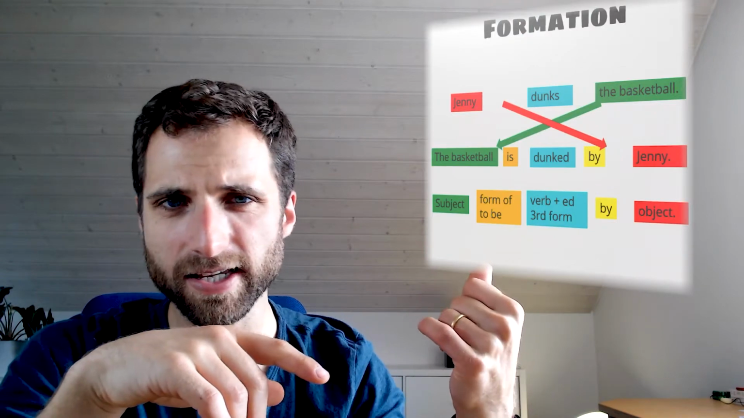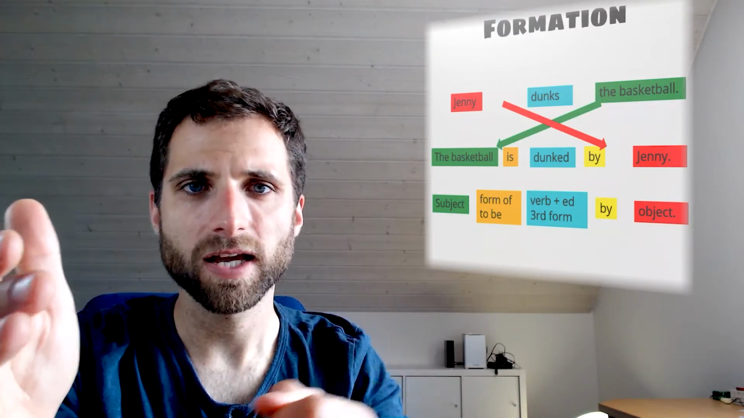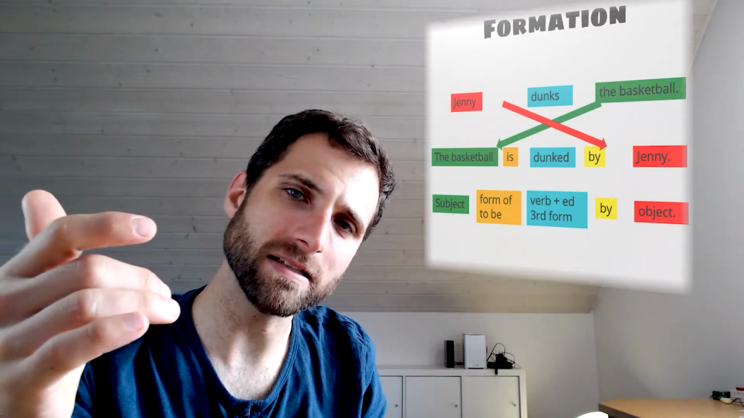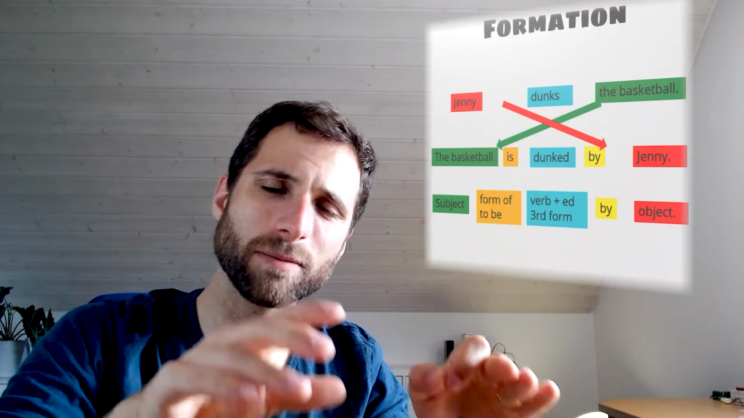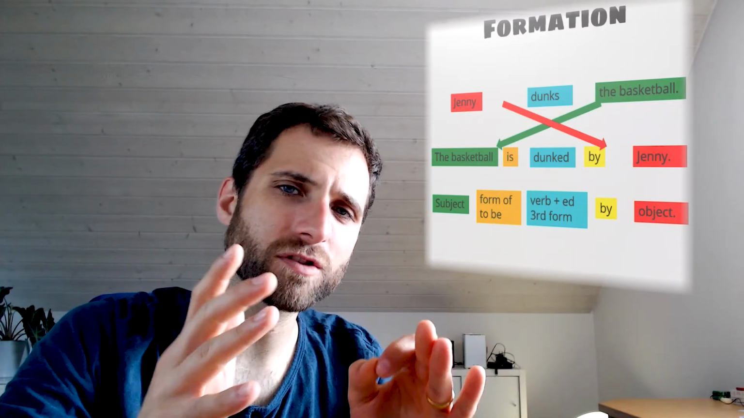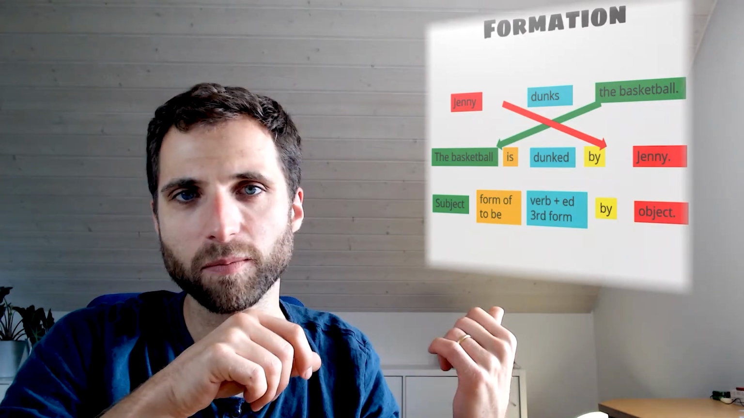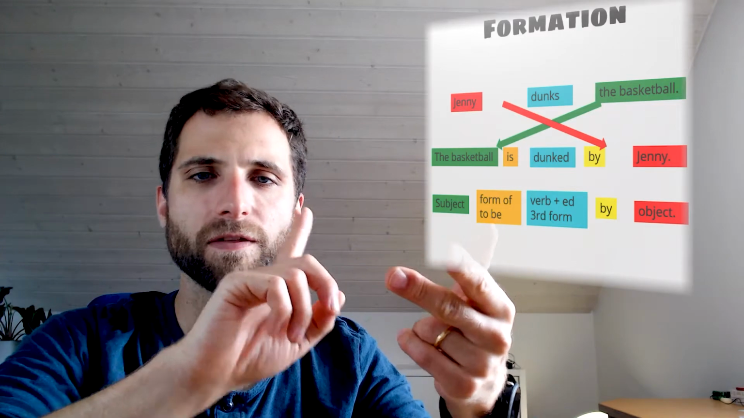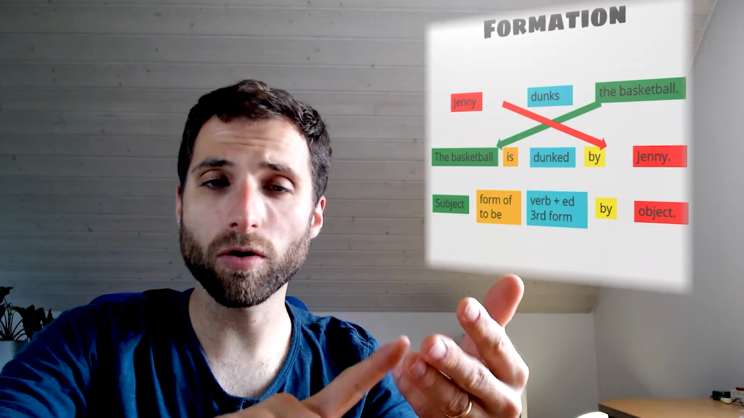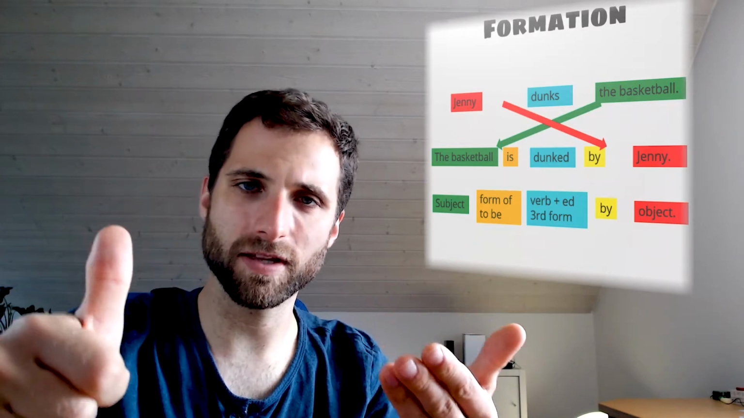So you can see that the verb of the active sentence, dunks, switches to the past tense, dunked, and gets help by a helping verb, a form of to be, is. So the structure of the passive sentence is the subject, the form of to be, the verb and ed, or the third form if it's irregular, by, and the object.